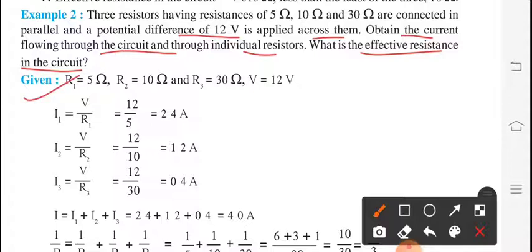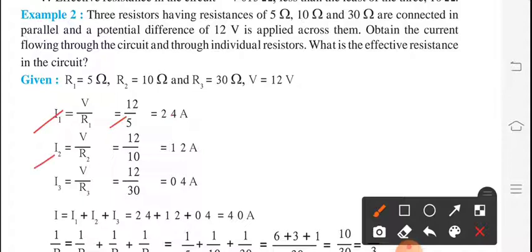First of all, we will write the given things: R1, R2, R3 and the potential difference V, that is 12 volt. Now what we have to find? The individual currents. As we know the formula I is equal to V upon R, for an individual resistor we can write I1 is equal to V upon R1. V is 12 and R1 is 5, so 12 upon 5. The answer is 2.4 ampere.